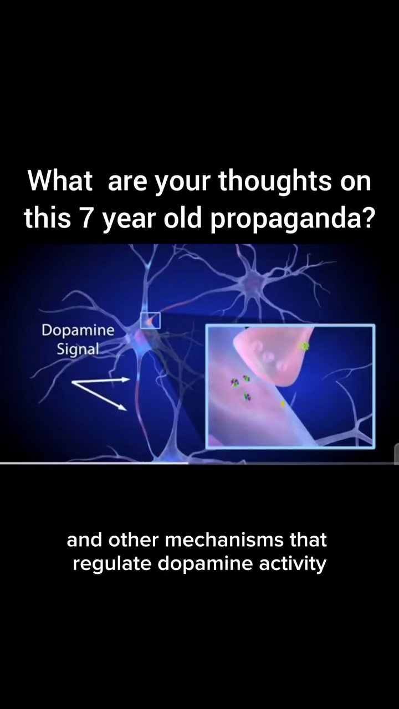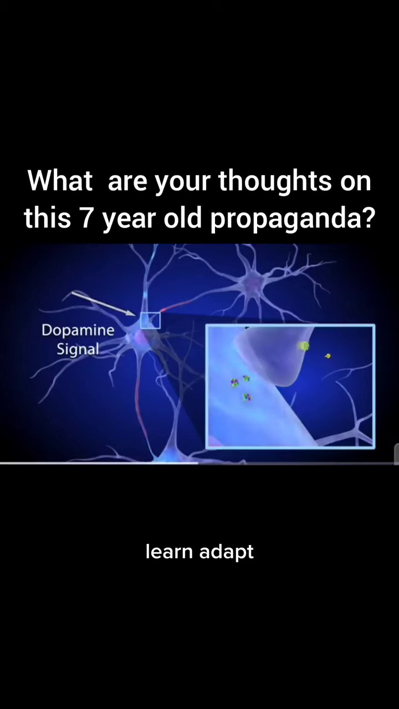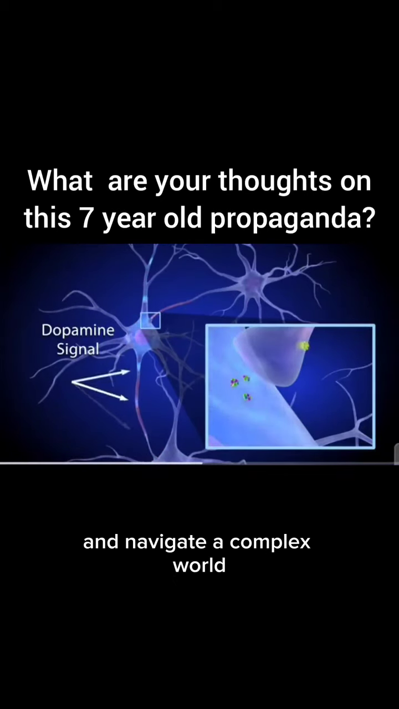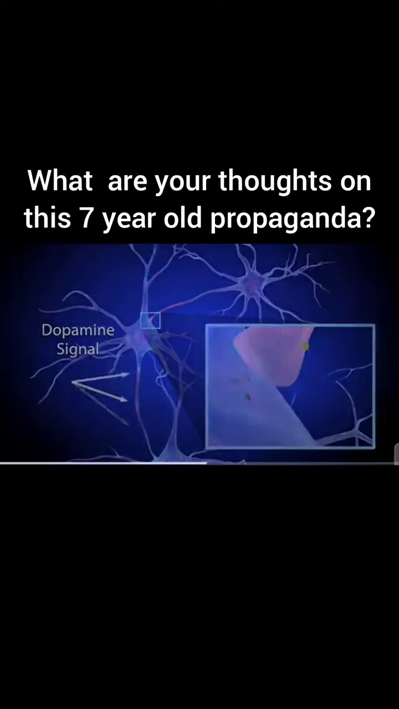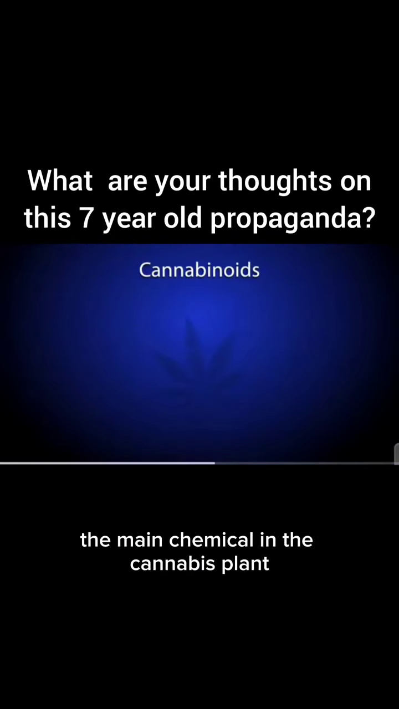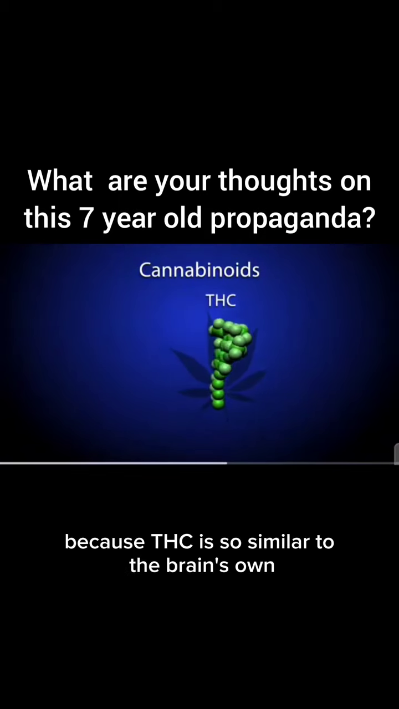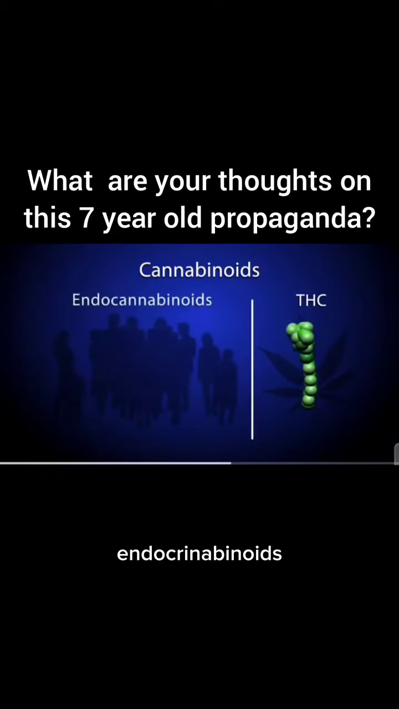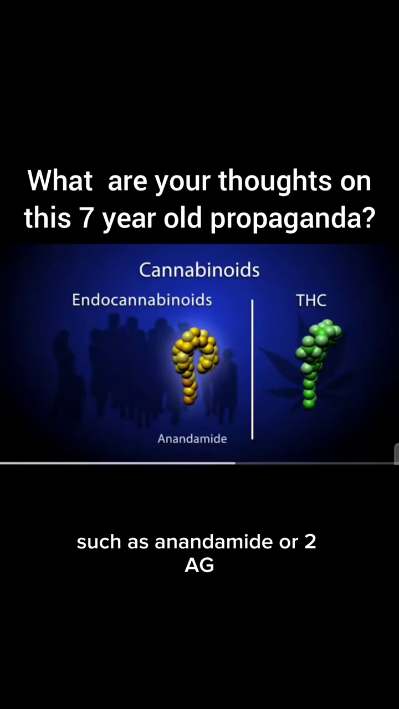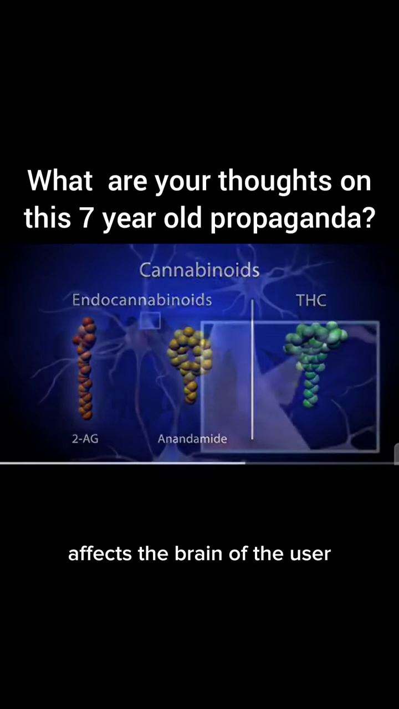Endocannabinoids and other mechanisms that regulate dopamine activity help the brain develop, learn, adapt, and navigate a complex world. Endocannabinoids are molecules that closely resemble the main chemical in the cannabis plant, delta-9 tetrahydrocannabinol, or THC. Because THC is so similar to the brain's own endocannabinoids, such as anandamide or 2-AG, smoking marijuana directly affects the brain of the user.